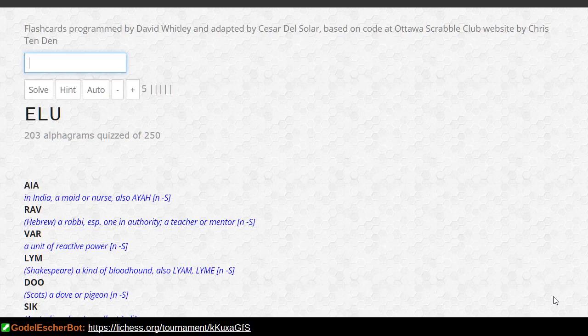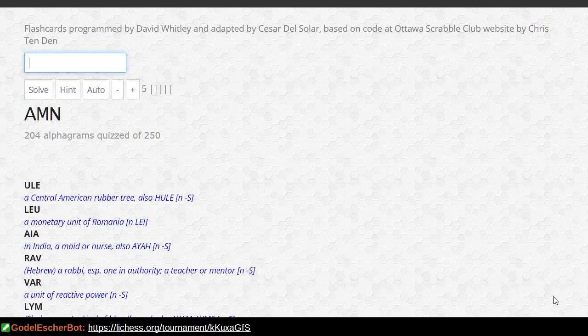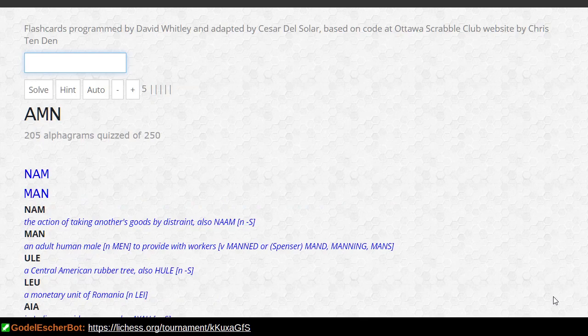Lou, monetary units. Huel, Central American rubber tree. Also Huel with an H. All right, we all know man. Is Nam the action of taking another's goods by distraint? Huh. I assume distraint means constraint or something. I'm not sure.